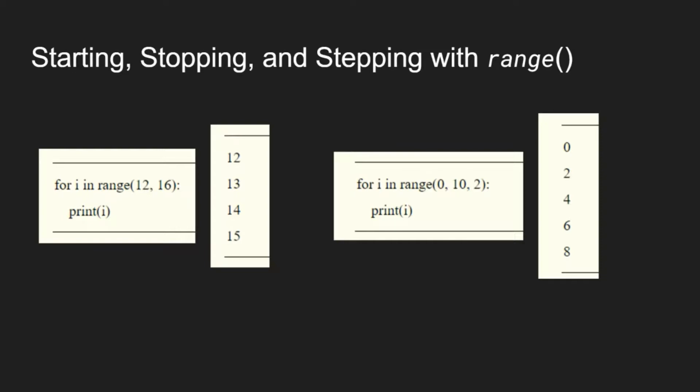The range function can also be called with 3 arguments. The first 2 arguments will be the start and stop values, and the third will be the step argument. The step argument is the amount that the variable is increased by after each iteration. So on the right, we have for I in range 0, 10, 2. So it'll step by 2 instead of 1, which is the default. So you can see it goes 0, 2, 4, 6, 8, and it goes up to, but not including, 10.